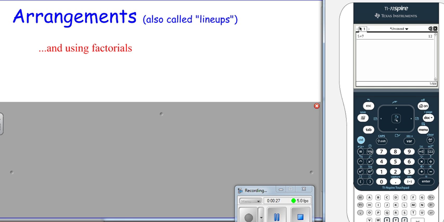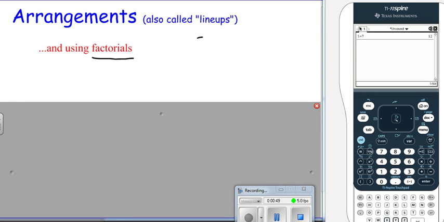Let's talk about arrangements for a minute. Arrangements are also lineups, and the question is how many different ways could we take a group of items and line them up? And sometimes we need unique lineups, so we have to consider whether we have repeats. Now this is all from integrated algebra. When we worked with arrangements, we used factorials, and just a reminder about what a factorial is and how it works.